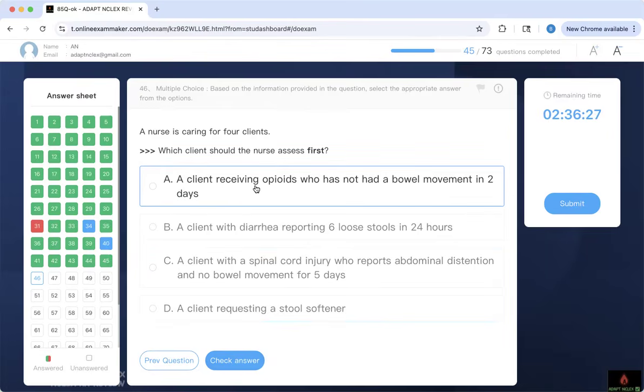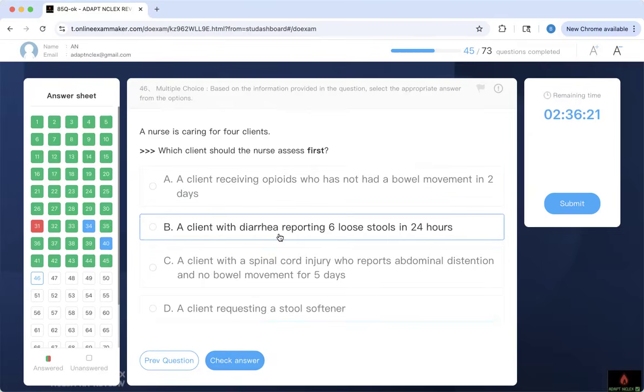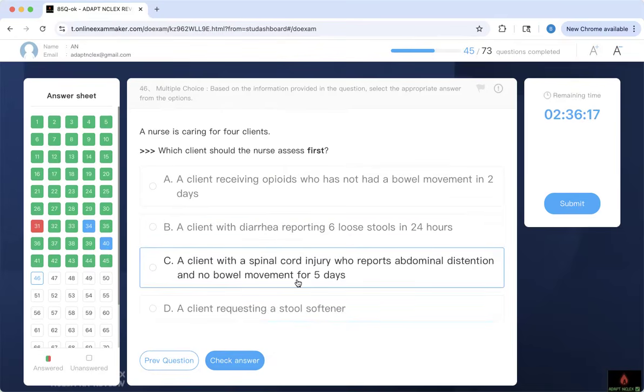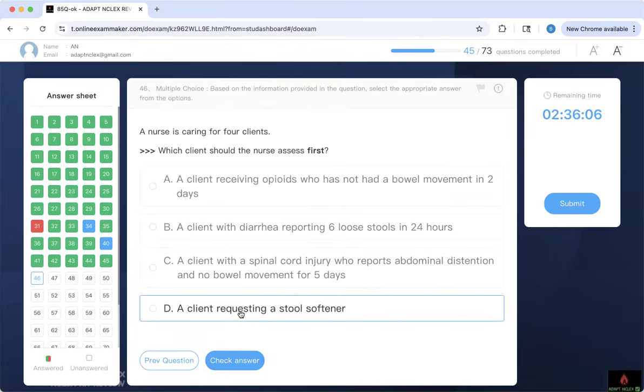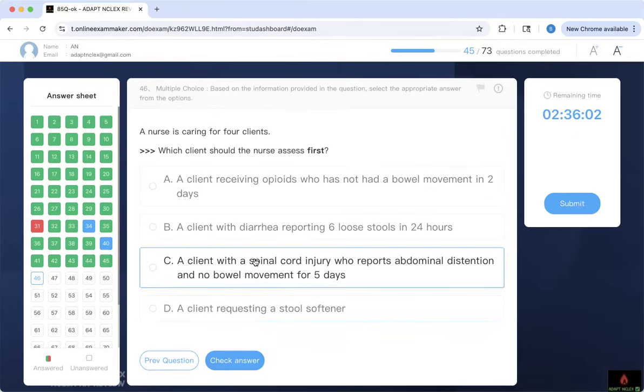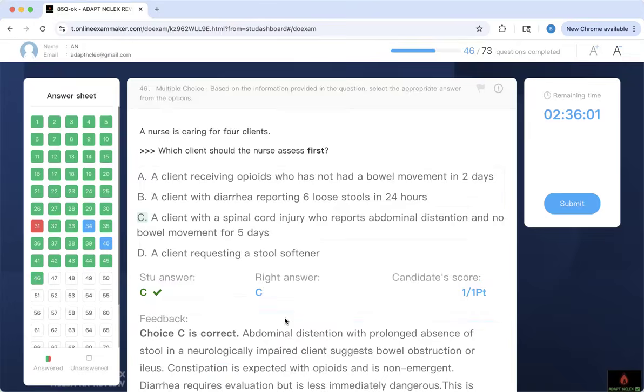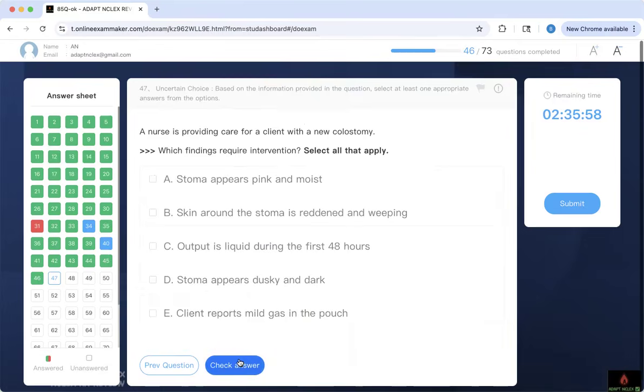Well, receiving opiate, you have not had bowel movement for 2 days. It's not good, but somebody who has diarrhea, 6 loose stools in 24 hours, is also not good. But a spinal cord patient who has constipation, abdominal distension, can go into what? Autonomic dysreflexia. 1 and 2 are bad. 3, 4 is okay. But all of them are bad, 1 to 3. This patient, if you don't do anything, they get into trouble.